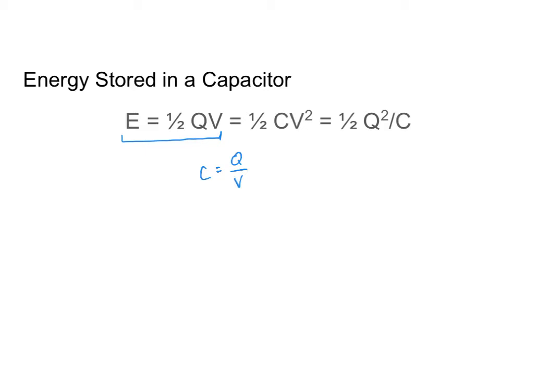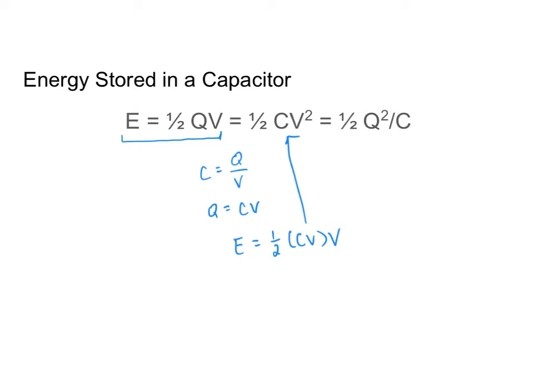So for example, if I know my capacitance and my voltage, then I can say, okay, Q is equal to C times V, capacitance times voltage. And substituting that into my first equation, the energy stored in my capacitor is 1/2 times CV times V, or 1/2 CV squared.